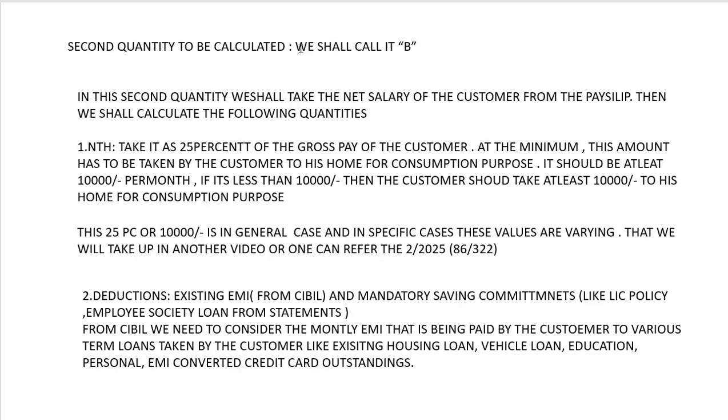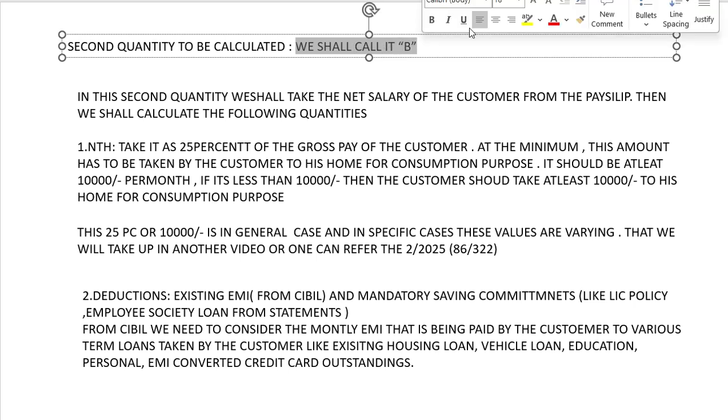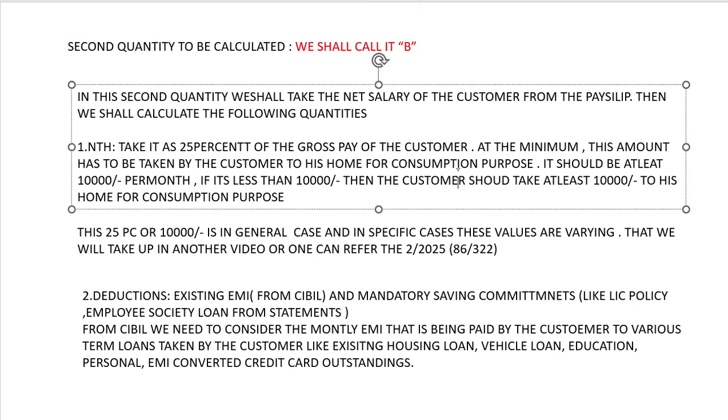Here we will be calculating quantity B. This quantity B is actually the real thing. In the second quantity, once we get the pay slip from the customer, we have to calculate the net pay of the customer. The net pay is towards the right side, usually the gross pay after deducting the PF payment, professional tax and so on. The pay slip itself mentions the net pay, and this net pay should be exactly the same as what is reflected in the customer's salary account statement.